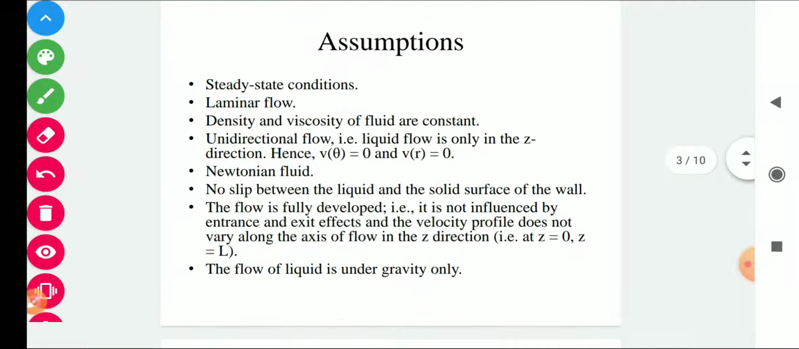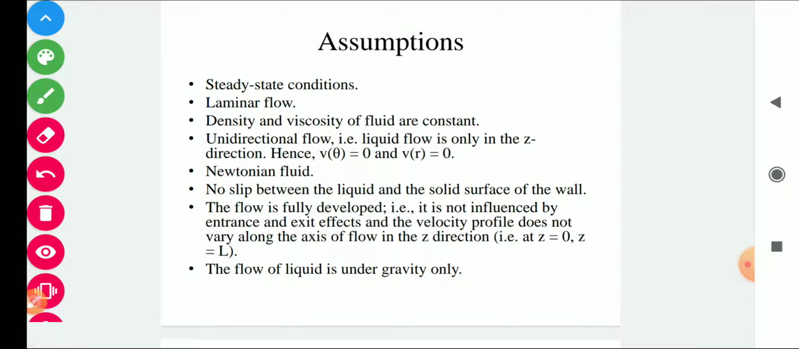We will quickly discuss the major assumptions. First one is the fluid is in steady state. It means there is no variation in flow rate with respect to time. The flow is laminar. It means there are fluid layers which are moving past each other. The fluid properties are constant, like its density and viscosity.